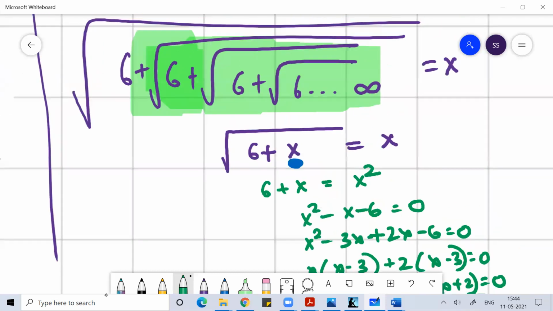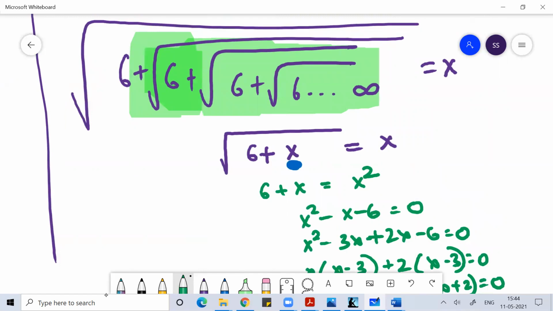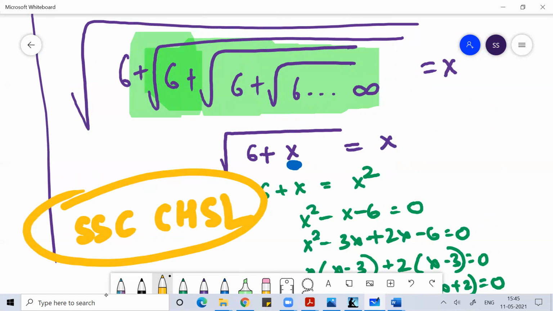Now, we took a lot of time doing this problem, maybe 2 or 3 minutes. So many people don't like this method. You may not be aware, but after your 10th, you are eligible to write many exams. One of the very common exams is SSC CHSL. You are eligible to write this exam once you're done with your 12th, or with a diploma. In these exams, they ask this kind of question, and there you need to solve it in 1 minute. So how to solve this question in 1 minute?